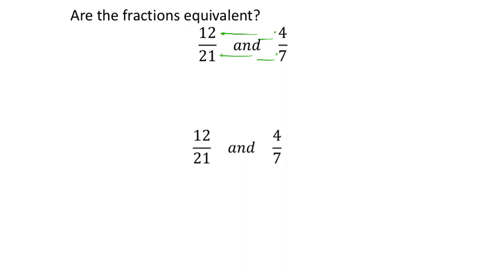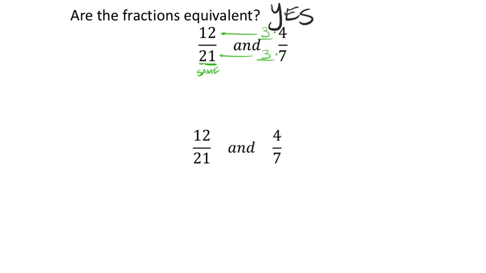Well, I'll start with the 4 and 12 because that's probably easier to do in your head, but I know that 4 times 3 is going to be that 12 in the numerator. So what is 7 times 3? Well, it is 21, and since we get the same value after multiplying by the same value, then we say that these are equivalent. So up at the top, I'll just put yes.